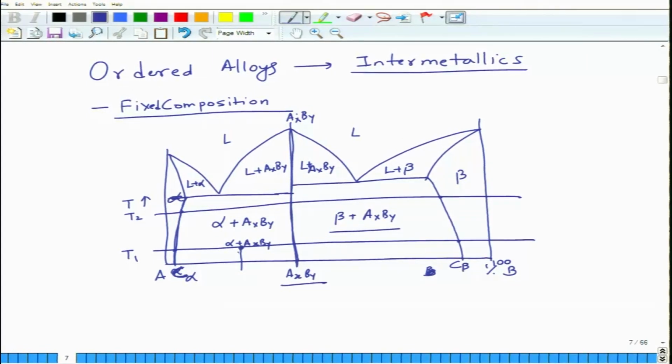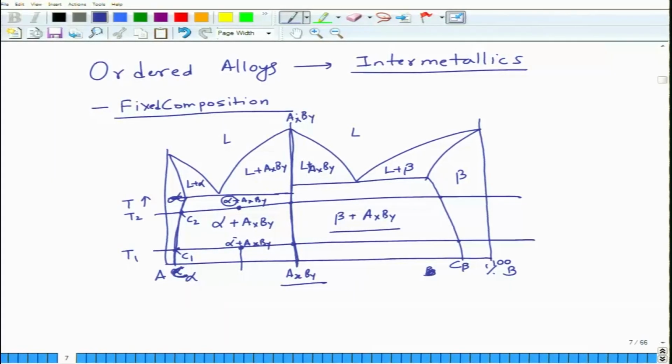When you are at some other composition, you have alpha plus AXBY, alpha of this composition, AXBY of this composition. The composition of AXBY will remain the same if you were, for example, at this temperature. So if you keep the composition fixed and go to this temperature, again you have alpha plus AXBY, but the composition of alpha has changed. At this temperature alpha had a composition of C1, at this temperature alpha has a composition of C2, but AXBY has the same composition all throughout. This is a line compound, which means it has a fixed composition and it forms only at that particular composition.